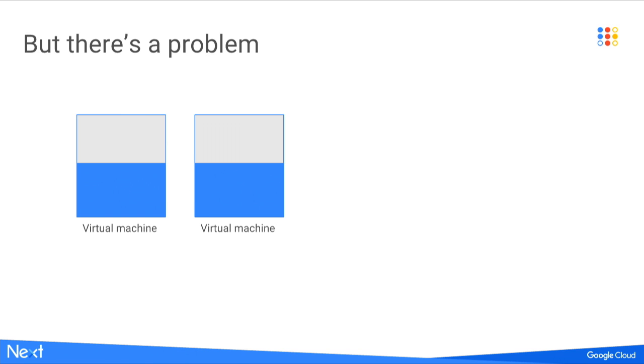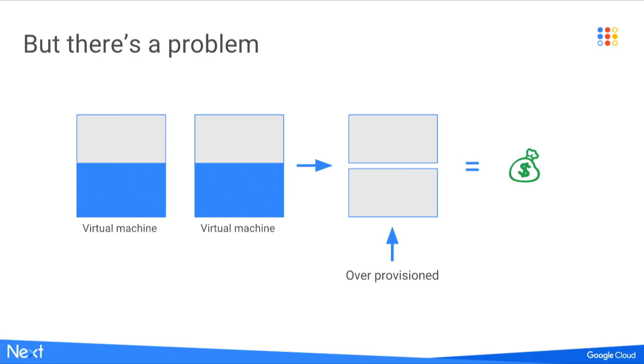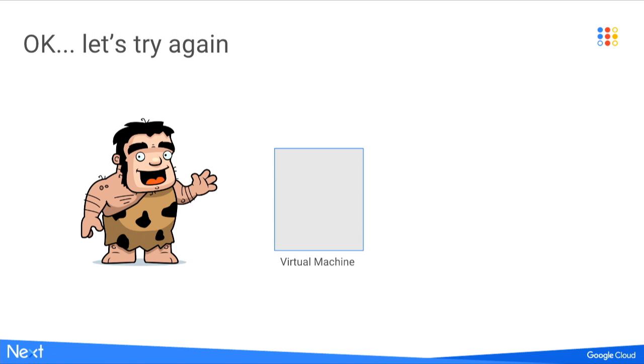Okay, but there's a problem with this. And it's these grey boxes. This means he's over-provisioned. So he's bought and paid for capacity that he's not using. And that's costing him money. Okay, let's see if we can do better.